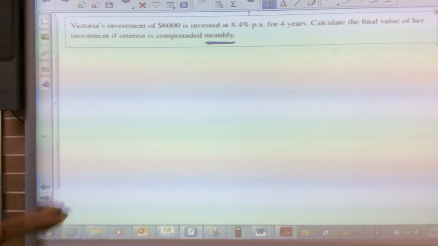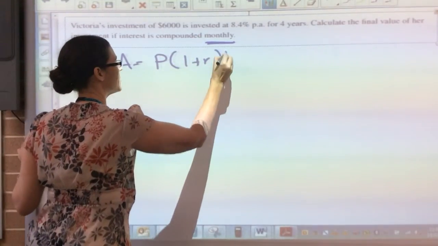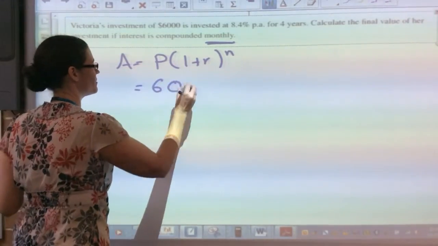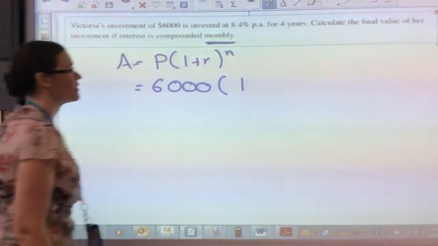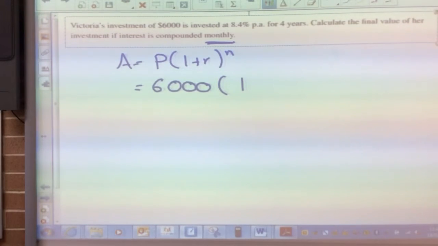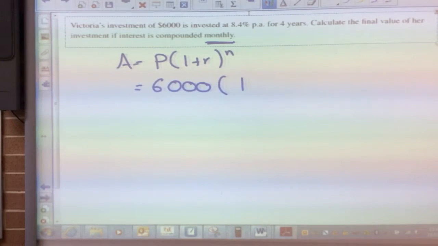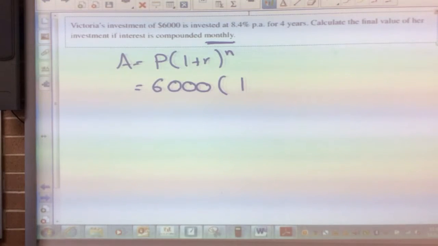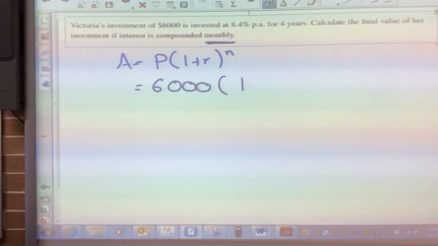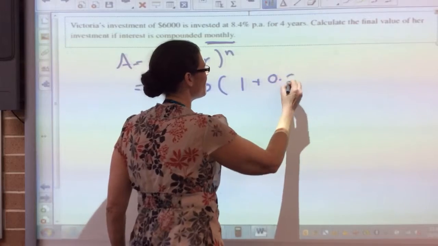Okay? So we start with the same rule. And the P is really easy. It starts the same, 6,000. Now when I get to R, I can't put in 0.084, because that's for the whole year. I only want 1 month. What should I do? Can you just divide it by 12? Just divide by 12. You said it's really hard. It's not that hard. You just got to be careful.